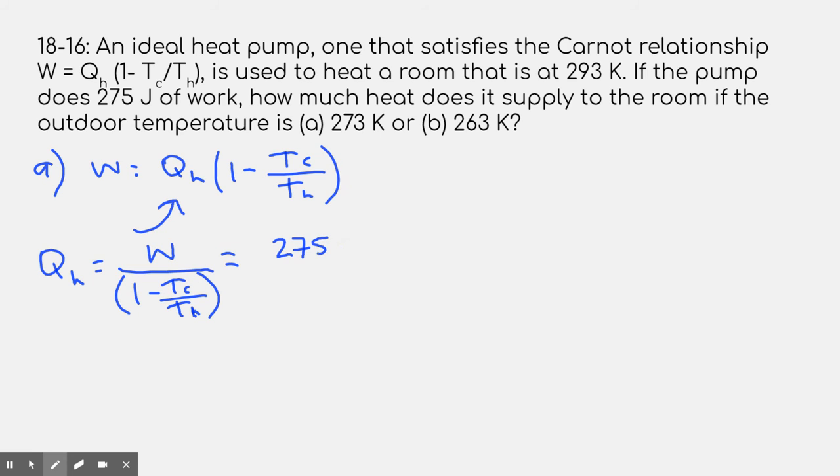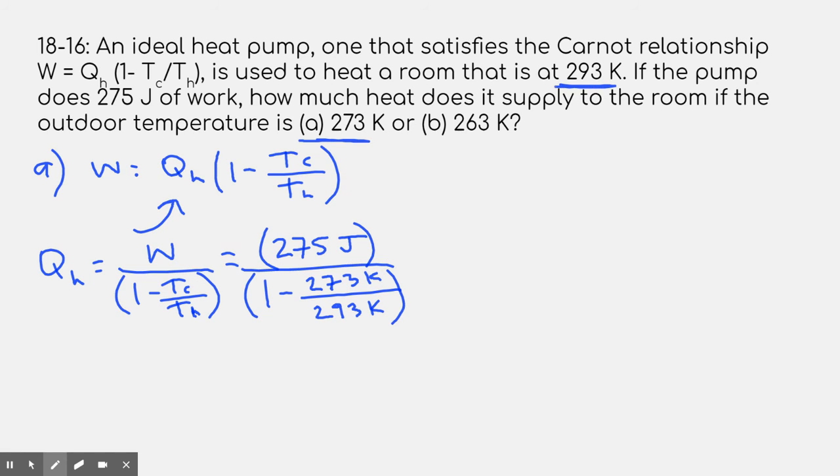We know that 275 joules of work is done. And we know 1 minus, okay, the cooler temperature is 273 Kelvin. That warmer temperature is 293 Kelvin because we are looking at part A, and here's our information. So when we do this, we're going to find that QH equals 4030 joules, and that's at 273 Kelvin. Okay, so now y'all go ahead and try part B and hit play when you're ready.